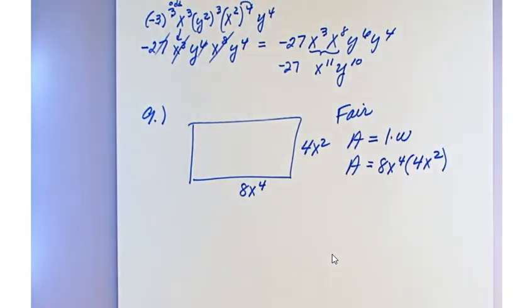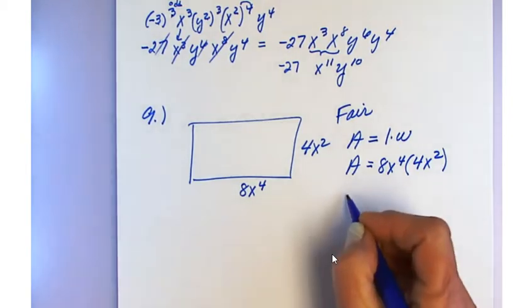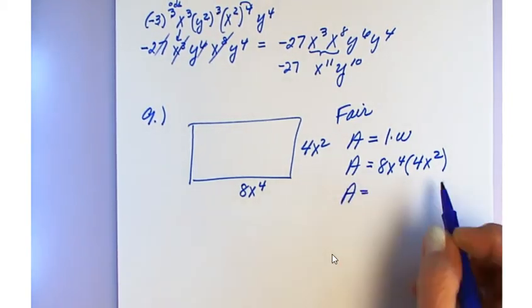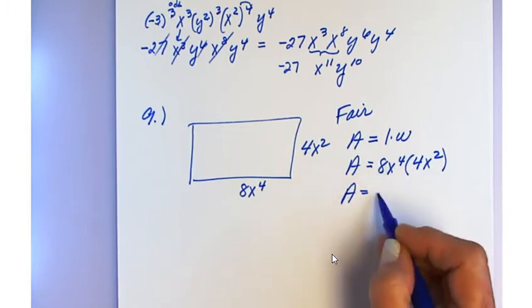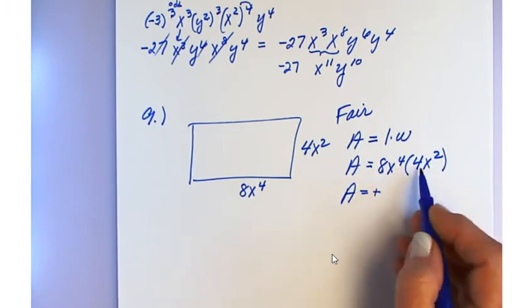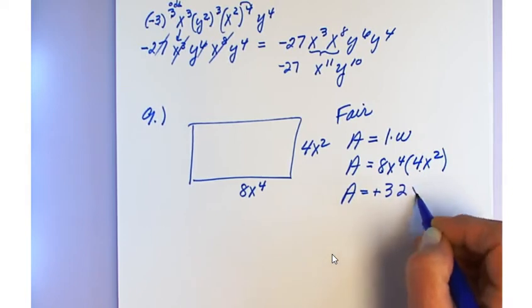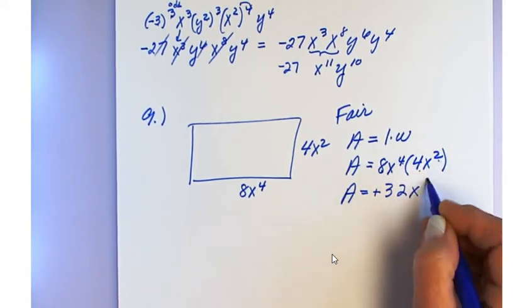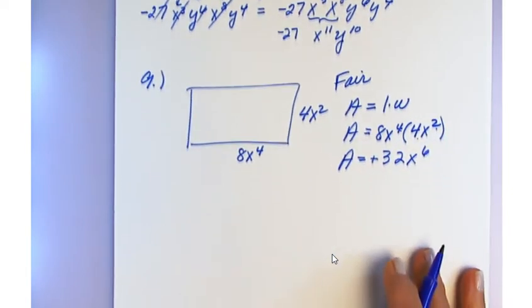So it doesn't give us units, it just says appropriate units. So I have a positive times a positive, it's plus. 8 times 4 is 32, and 4 plus 2 is 6. That is the area.